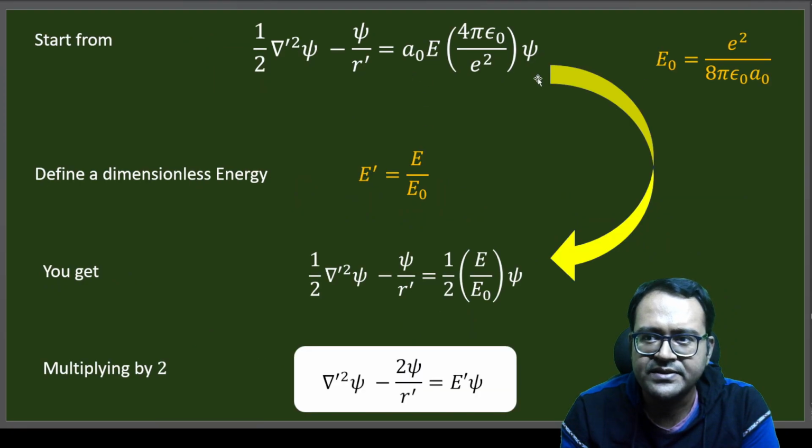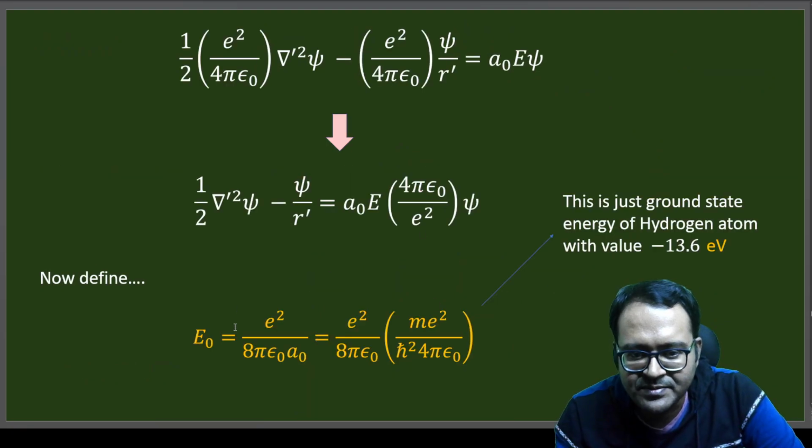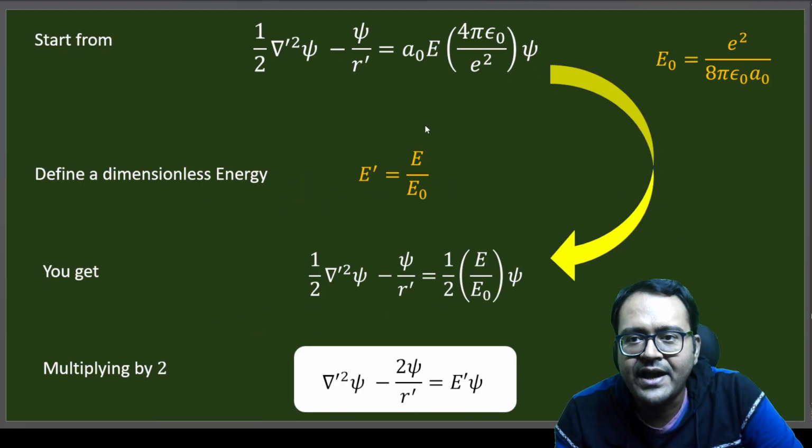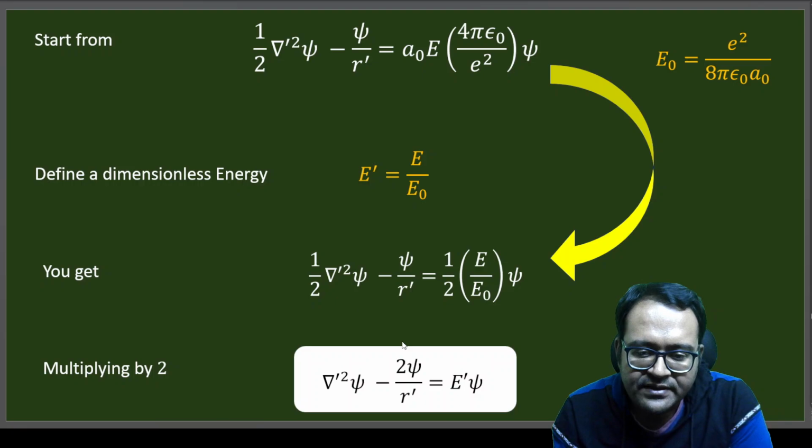Now it will be easy to define E prime. This is a kind of dimensionless energy. E has the dimension of energy, so define E prime as E by E naught, and you get a dimensionless quantity. So just do these algebraic steps. I don't tell you every step, but I have written almost all the steps here. You just do this and multiply by 2, and you get your final result: Laplacian prime square psi minus 2 psi by r prime is E prime psi.